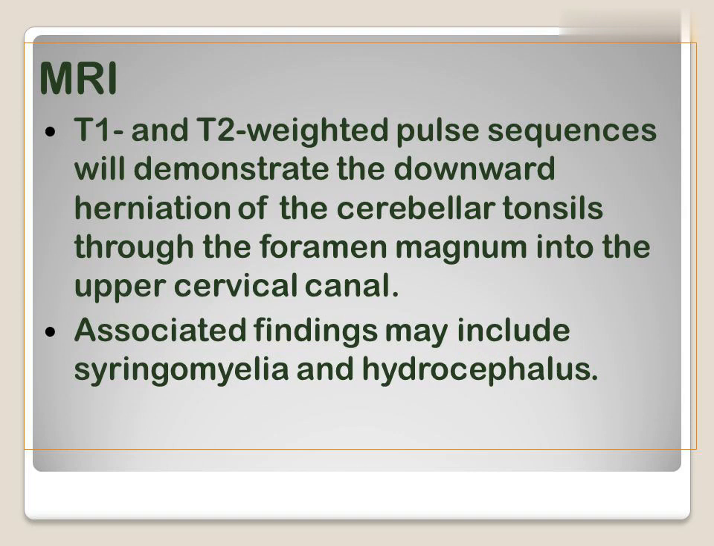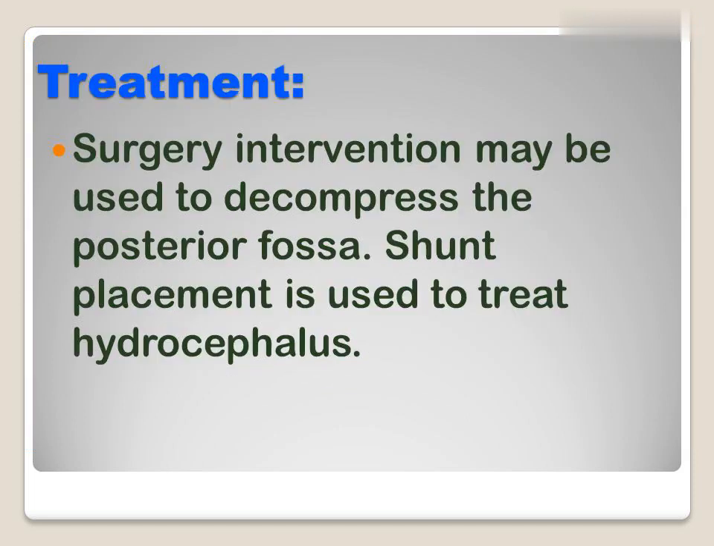MRI. T1 and T2 weighted pulse sequences will demonstrate the downward herniation of the cerebellar tonsils through the foramen magnum into the upper cervical canal. Associated findings may include syringomyelia and hydrocephalus. Treatment. Surgical intervention may be used to decompress the posterior fossa. Shunt placement is used to treat hydrocephalus.